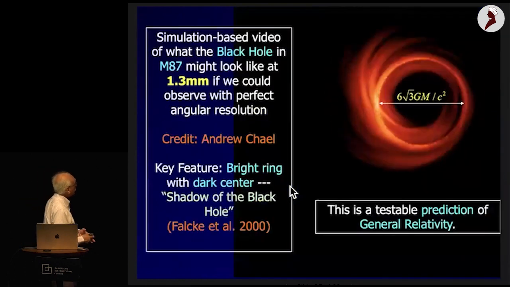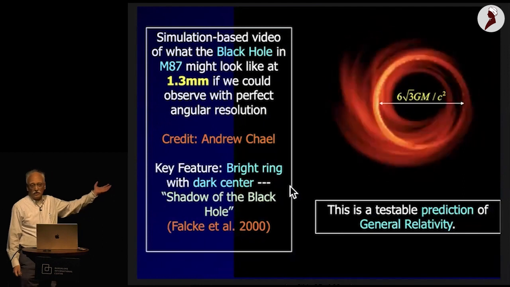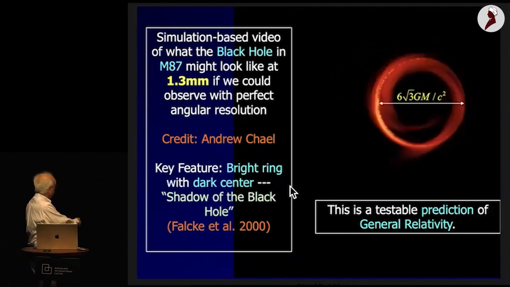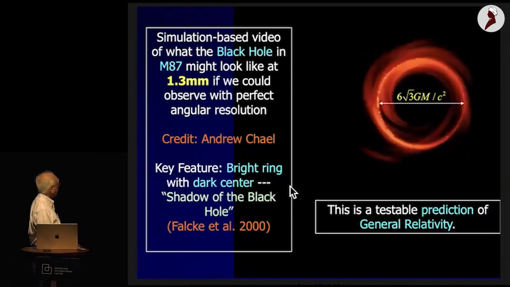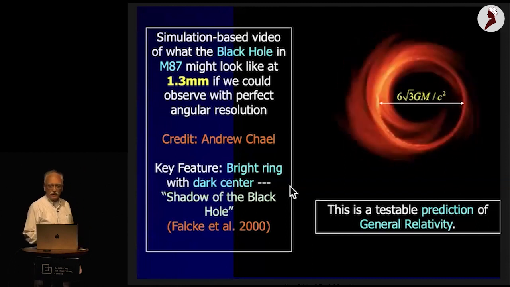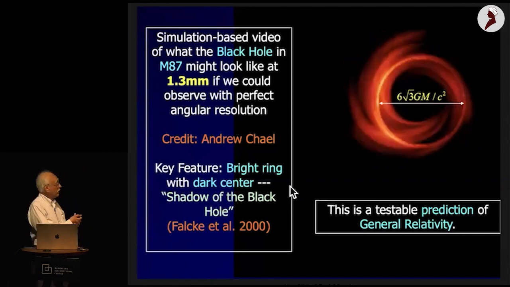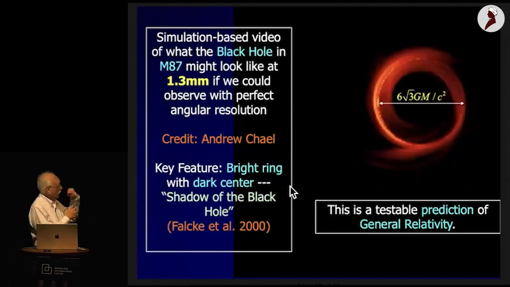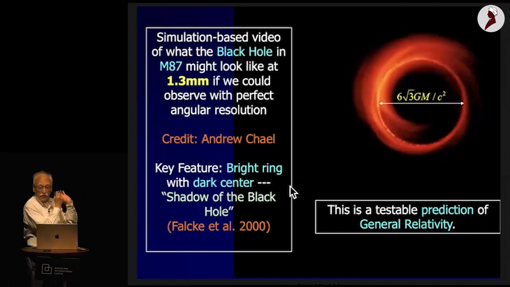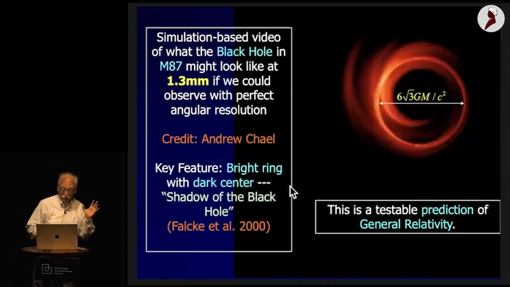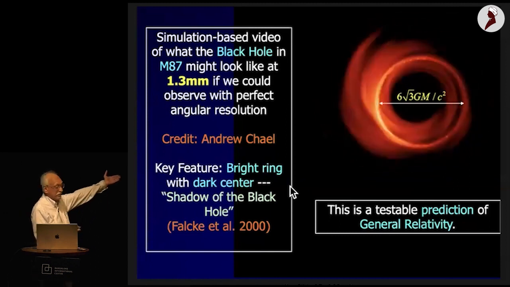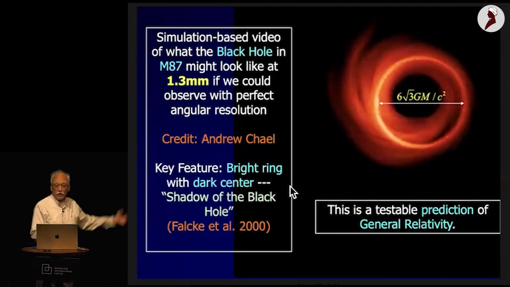So here, for instance, this is a computer simulation done by my student, Andrew Chael. He said, M87, which is this big galaxy with a big black hole, what would it look like if we could actually make a movie, just look at it with infinite angular resolution? What will the picture look like? This is not practical, of course. Nobody has this kind of angular resolution, but you can do it on the computer.